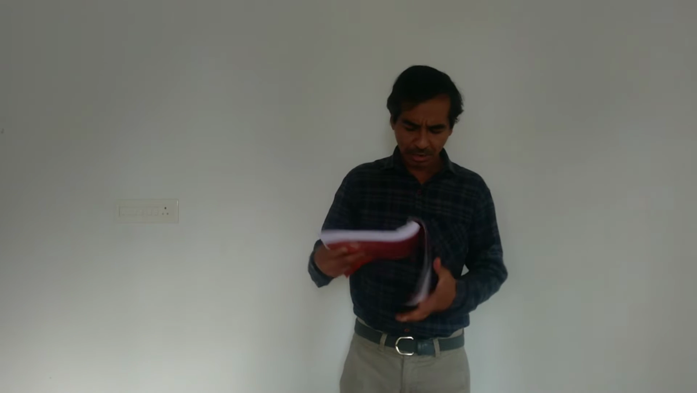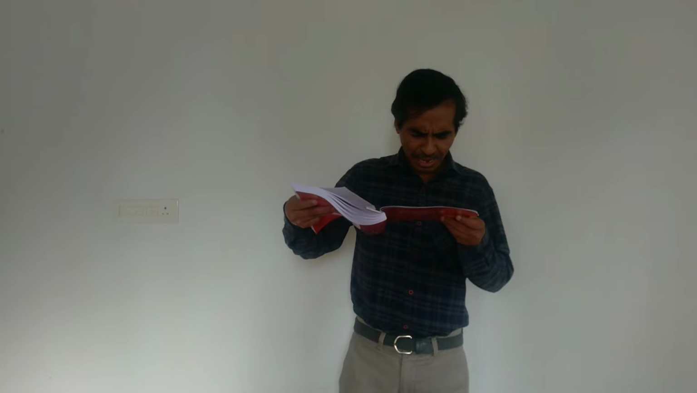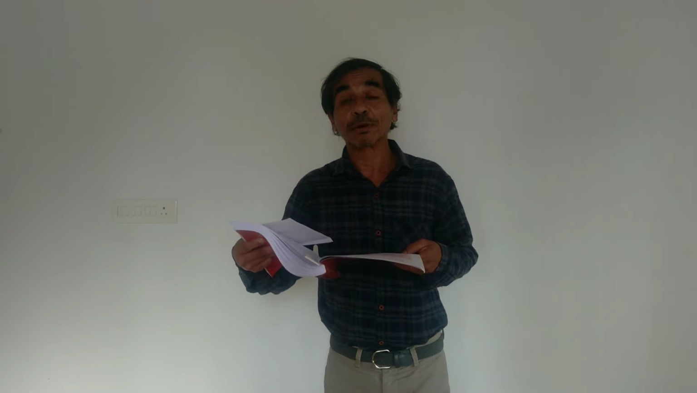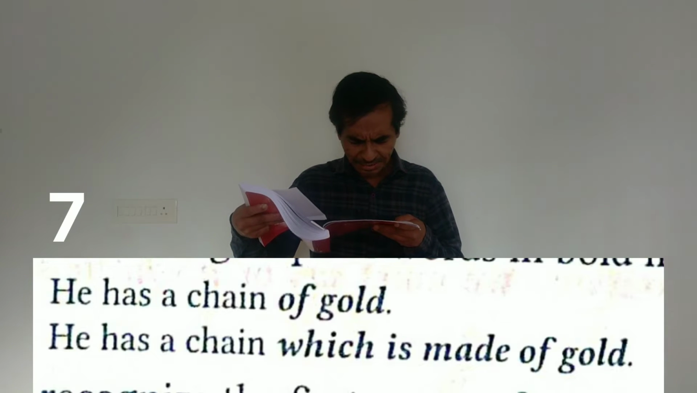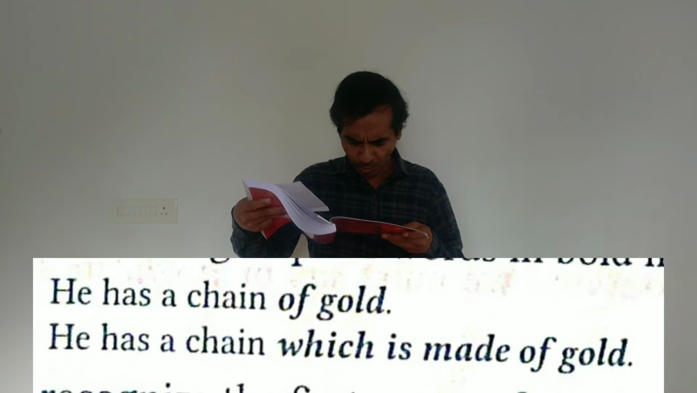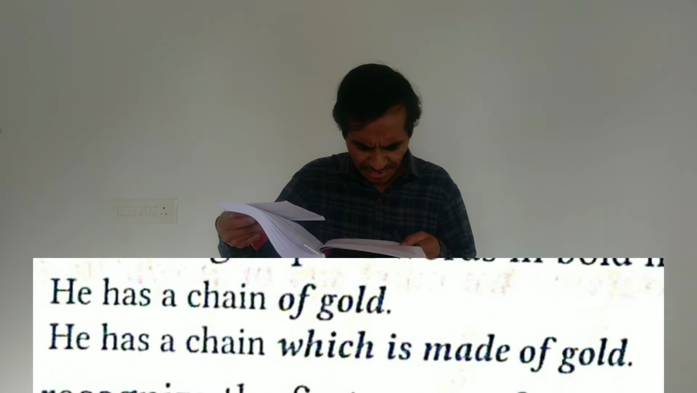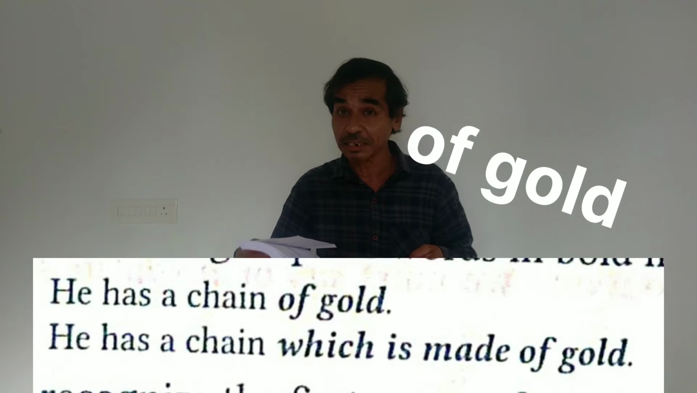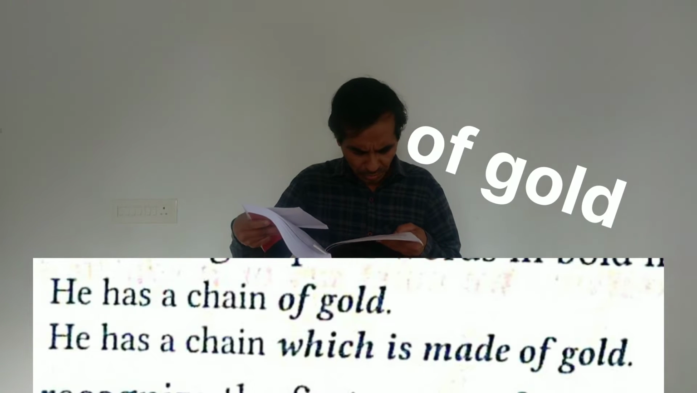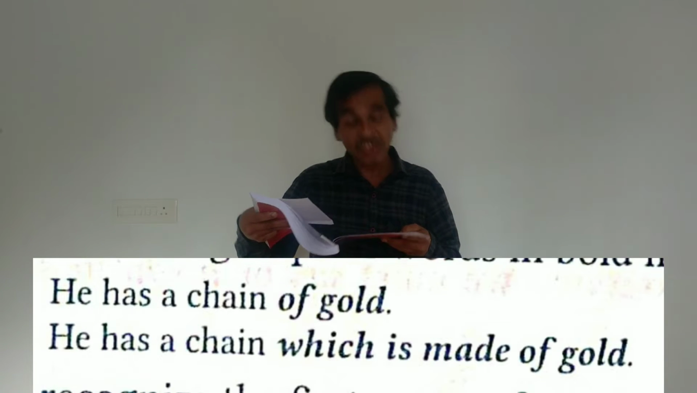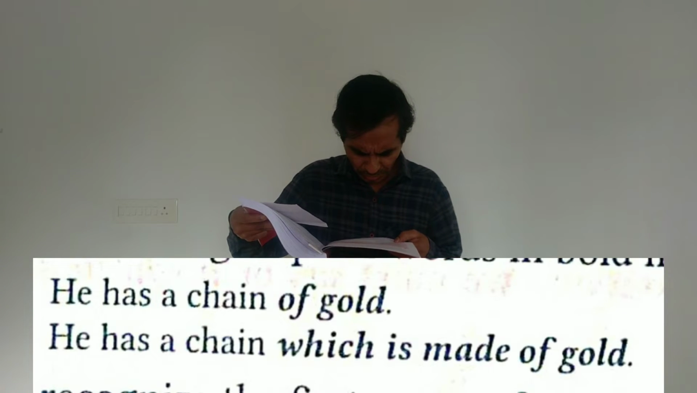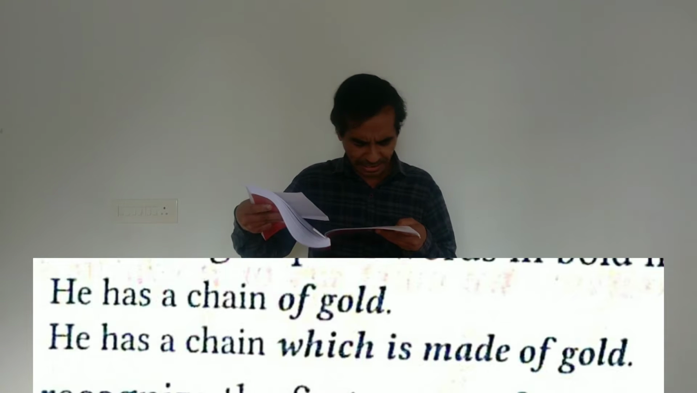Now as we go on forward, I'm going to explain to you the 7th point in the English Grammar Wren and Martin book. Examine the groups of words in bold in the following sentences. He has a chain of gold. So of gold is in bold. He has a chain which is made of gold. So which is made of gold, again in bold.